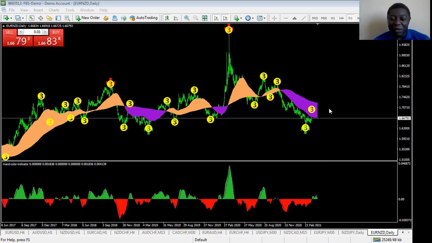So the strategy I'm going to show you right now is super simple but very rewarding. It's going to give you more than what you could even expect from a very complicated strategy, right? So we are going to go through it very fast, very simple. What you see here on the chart is the moving averages, which I have color filled.